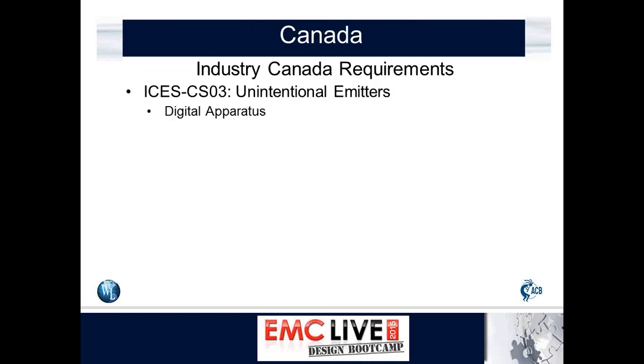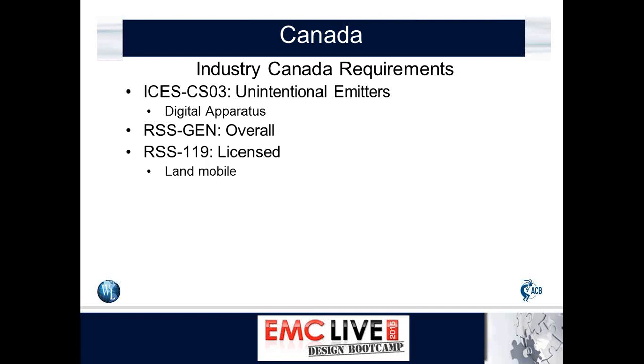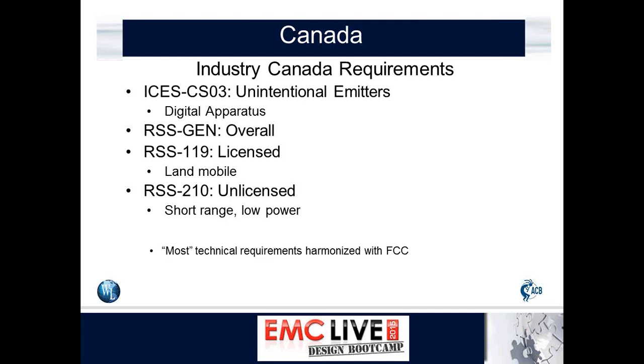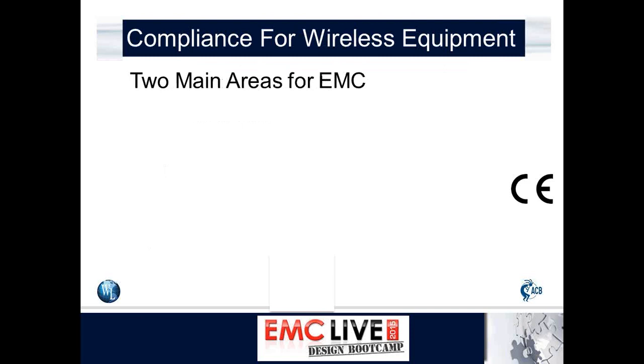Industry Canada has a whole set of their requirements, ICES-003, unintentional radiators and digital apparatus. The RSS-Gen is generally an overall document. The RSS-119 is for licensed land mobile devices, and the RSS-210 is for unlicensed short-range, low-power devices that we do for unlicensed, that are similar to unlicensed devices in the United States. Most of the technical requirements are harmonized with the FCC, so a lot of times you can do the test once and show compliance for both countries.